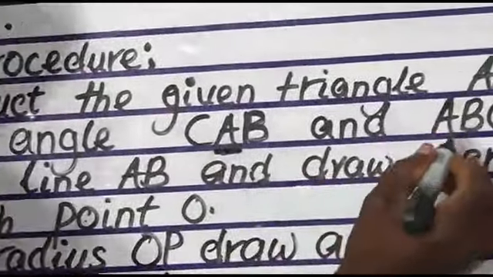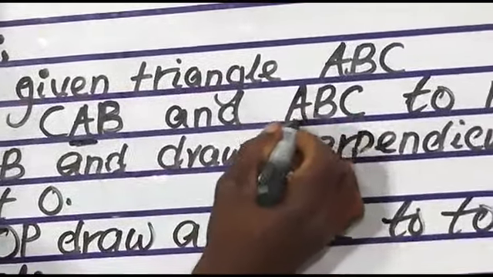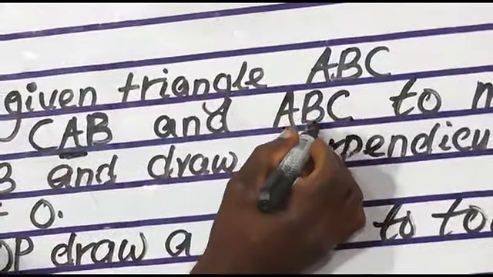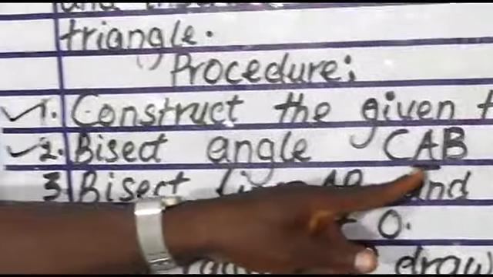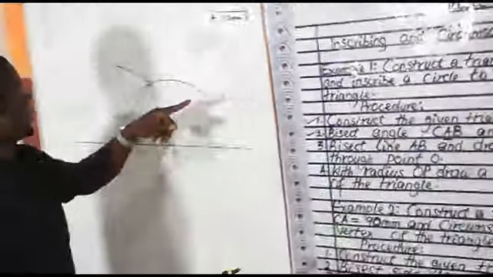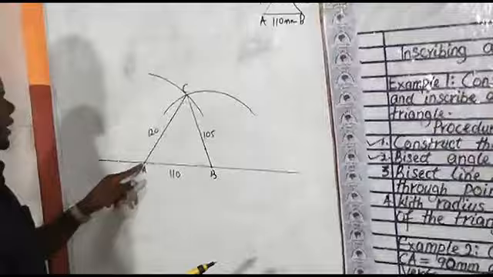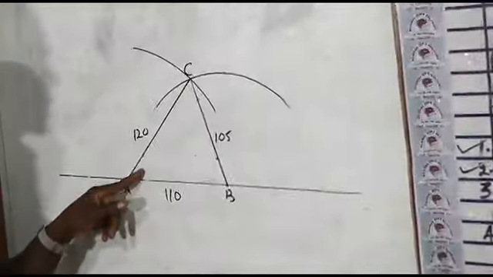Alright? Look, in this case too, we also have three letters here, A, B, C. What is at the center here? B. And you are going to bisect angle B. So the first one we are going to bisect is angle A. That's angle CAB, which is this angle. Alright? This is one of the base angles.